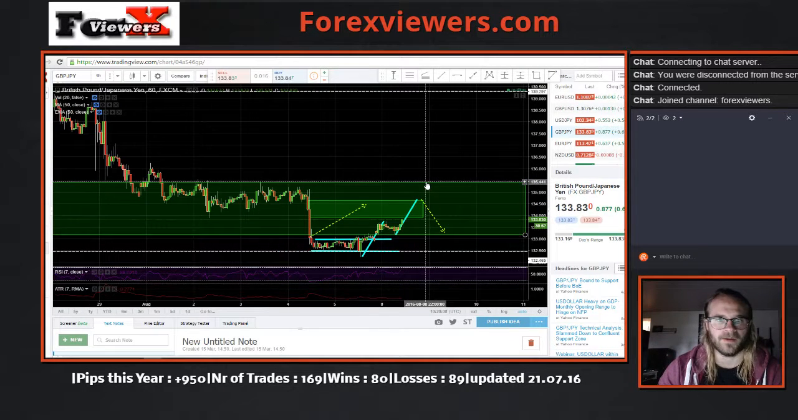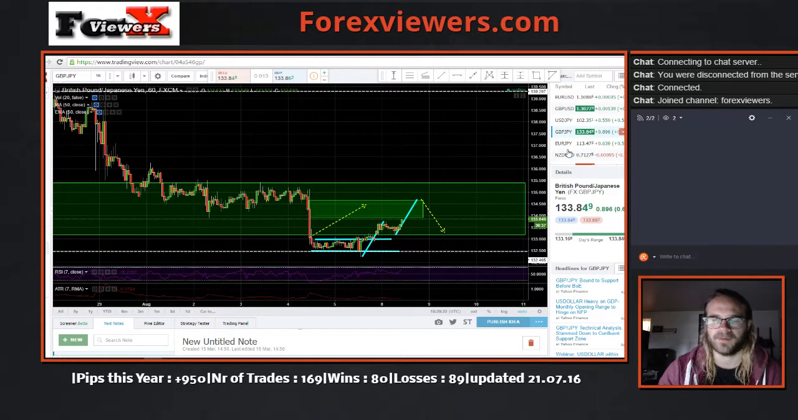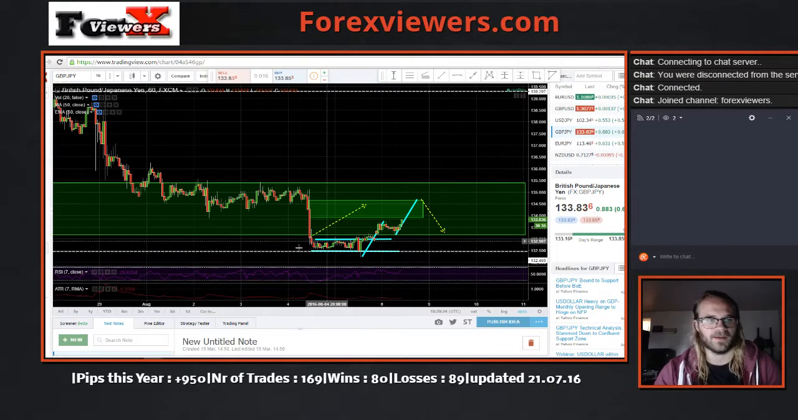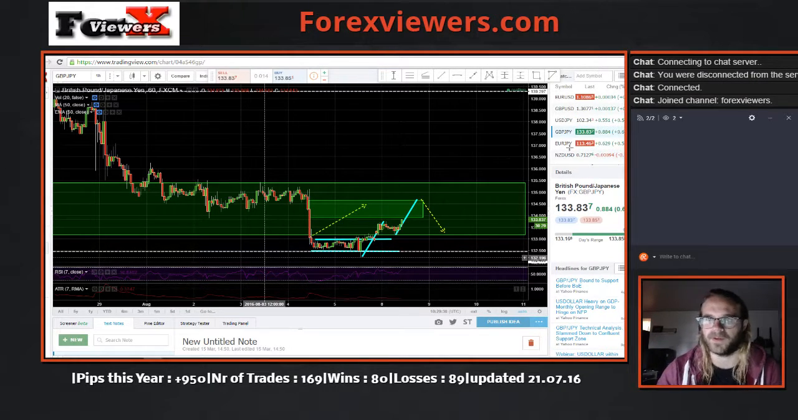Not bad at all. Just what concerns me is the risk reward here. The ATR on the pound yen is relatively high, nothing ridiculous though. It's about 30 pips right now. Nothing like we saw during the Brexit, where it went up to 120 pips.